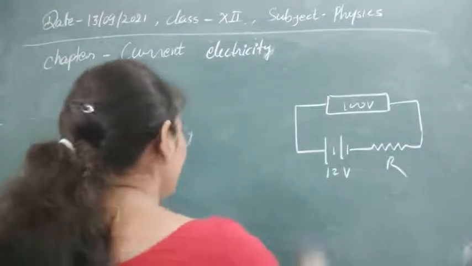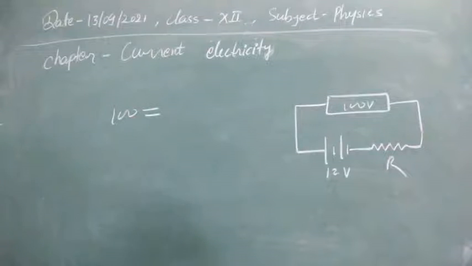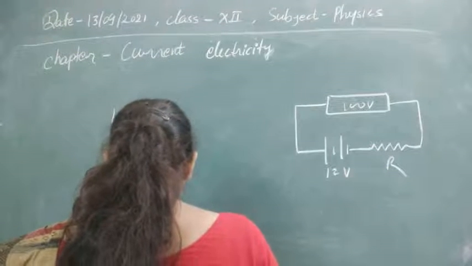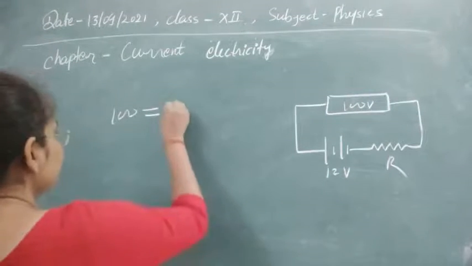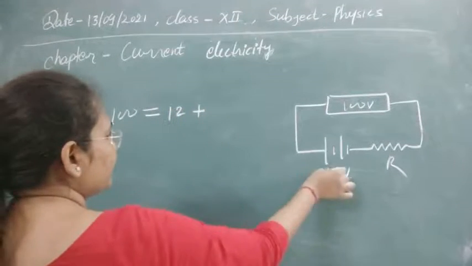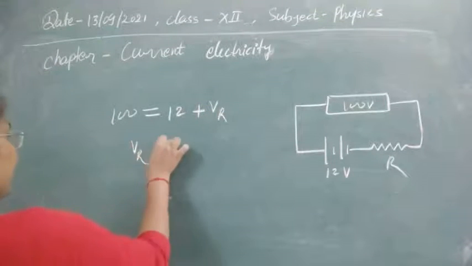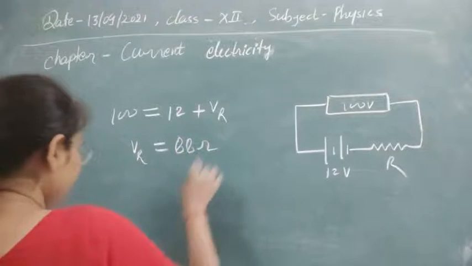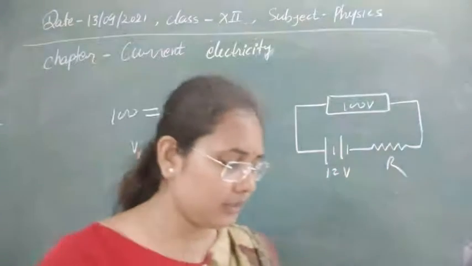So the supply voltage is 100 volt, and that is going to be utilized in two ways: first in the battery and second in the resistance. In the battery the potential is 12 volt, and in the resistance suppose it is VR. So VR you can calculate from here, and that will be equal to 88 volt. So this is our question. Also, what will be the value of resistance in this case?